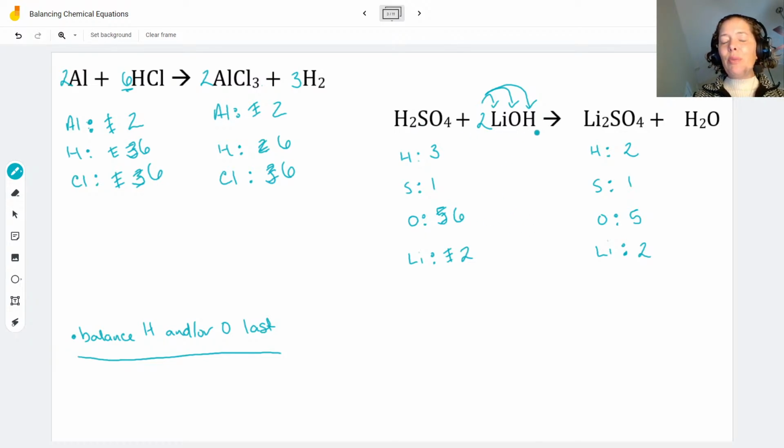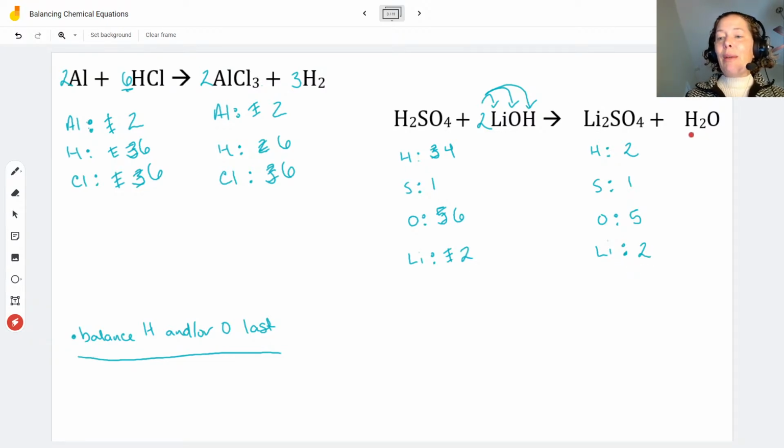The same thing happens with our hydrogen. We still have the 2 from sulfuric acid, but now I have 2 more from lithium hydroxide because I have this multiplier, which means I have 4 atoms there. All right, so let's go back and let's see what we got going on. Okay, so sulfurs are still balanced, lithiums are balanced, so it is time to deal with oxygen and hydrogen.